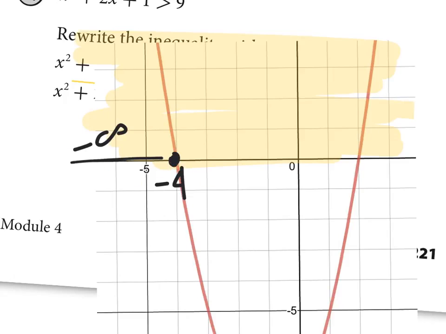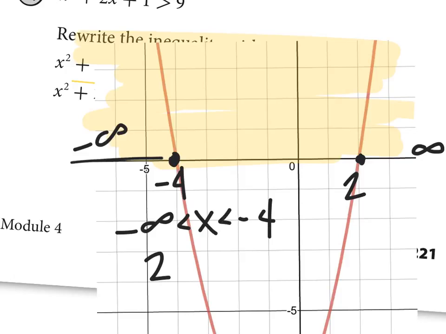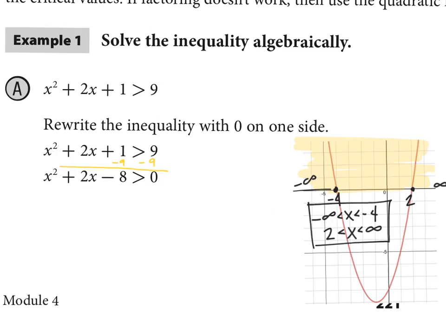Where else do my y's become positive? At positive 2, so over here on the right side, from positive 2 to infinity, because that would be over here. So I would write that as negative infinity is less than x, which is less than negative 4, and then 2 is less than x, which is less than positive infinity. And that would be my answer to this problem.